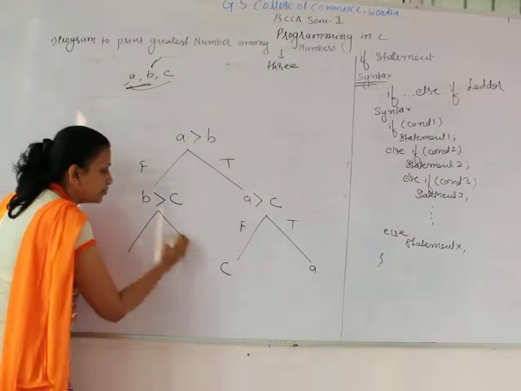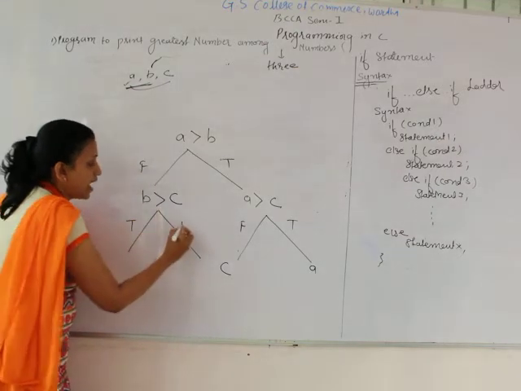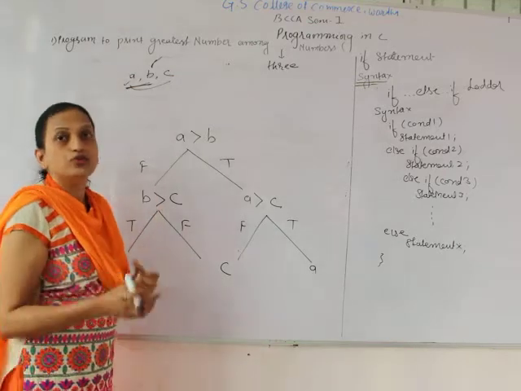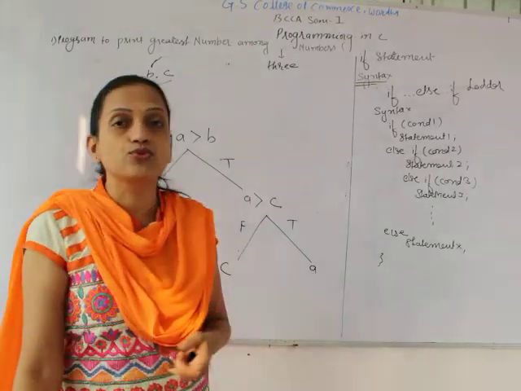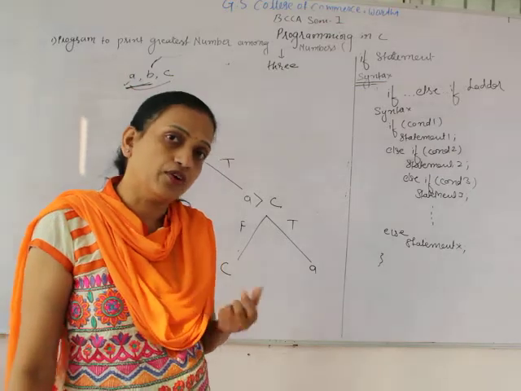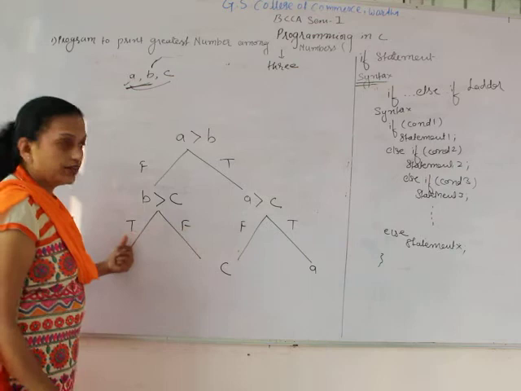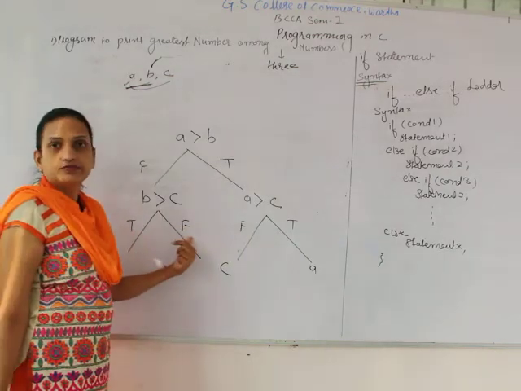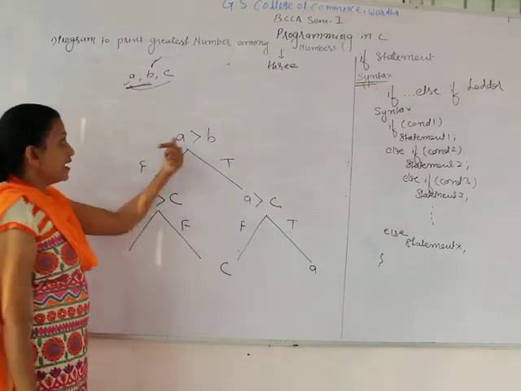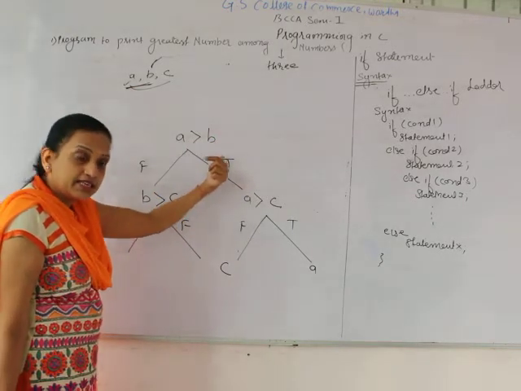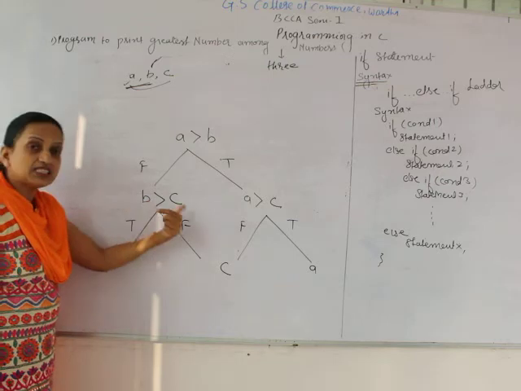Again we are having two possibilities, true and false. As I told you, there is no standard rule to follow for flowcharts and algorithms. So here I am putting the true part here and the false part here. If A is not greater than B, then who is greater? B is greater. Then compare B with C.